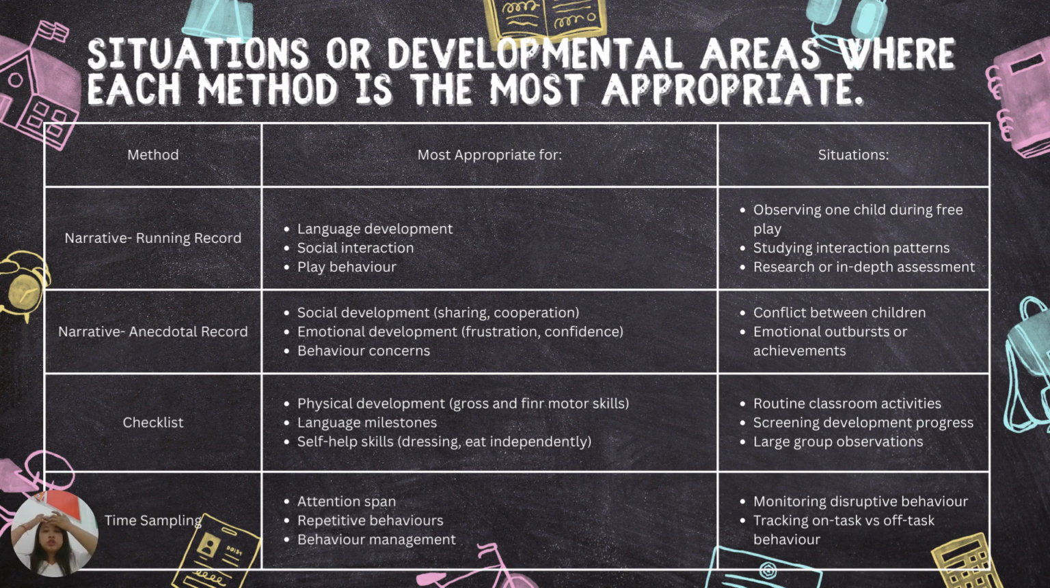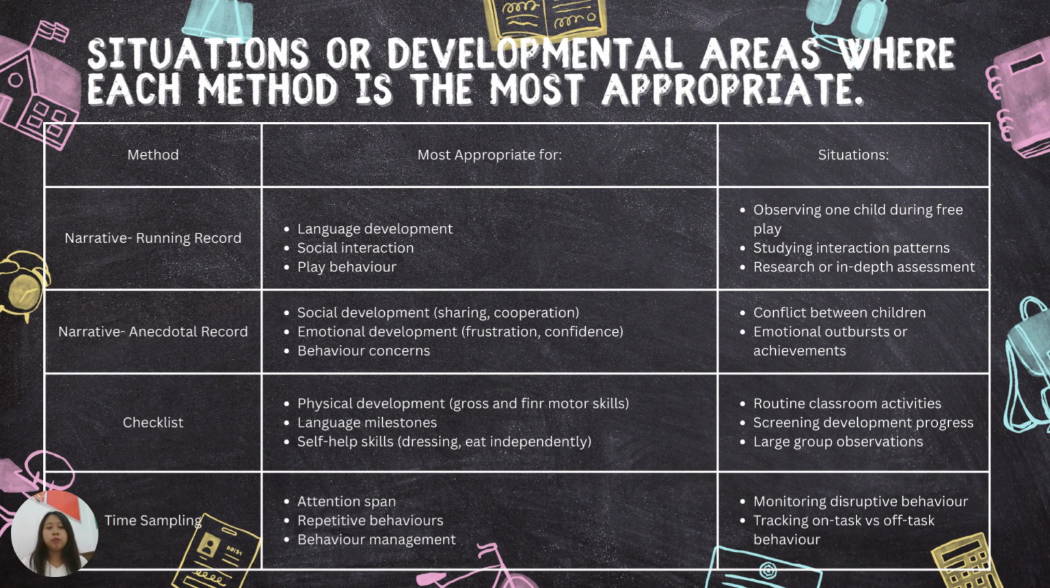Now I will go for the situations or developmental areas where each method is the most appropriate. For narrative running record, it is most appropriate for language development, social interaction, and play behavior. It is good to use in situations for observing one child during free play, studying interaction patterns, and research for in-depth assessment.